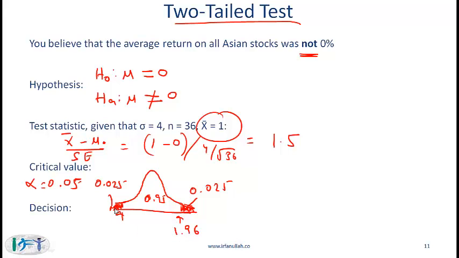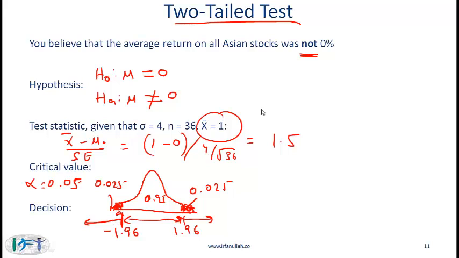With 0.025 in the left tail, the critical value is minus 1.96. With a two-tailed test, this region in between is where you fail to reject the null hypothesis, and the region to the right of plus 1.96 is where you reject the null hypothesis, and also the region to the left of minus 1.96 is where you reject the null hypothesis.